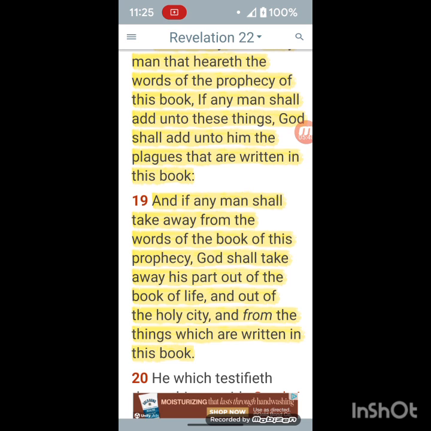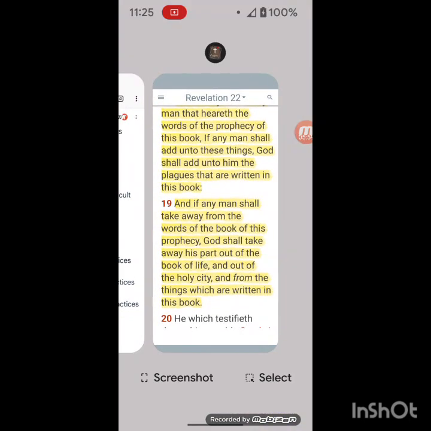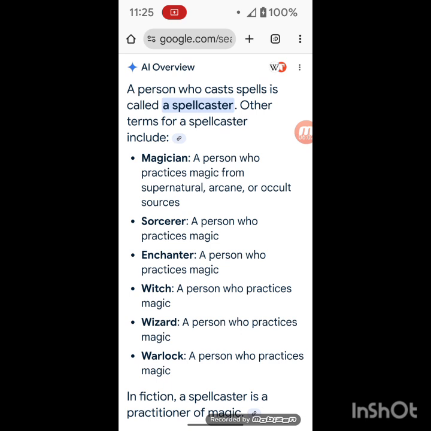So yeah, that, and when she casts a spell. Like I said, I did a little research, and I simply went on and asked, what do you call a person who casts spells? And this is from Google. It says a person who casts spells is called a spellcaster. Other terms for a spellcaster include a magician, sorcerer, enchanter, a witch, a wizard, which is a male witch, a warlock, same thing, a male witch. Those are the other names for it.